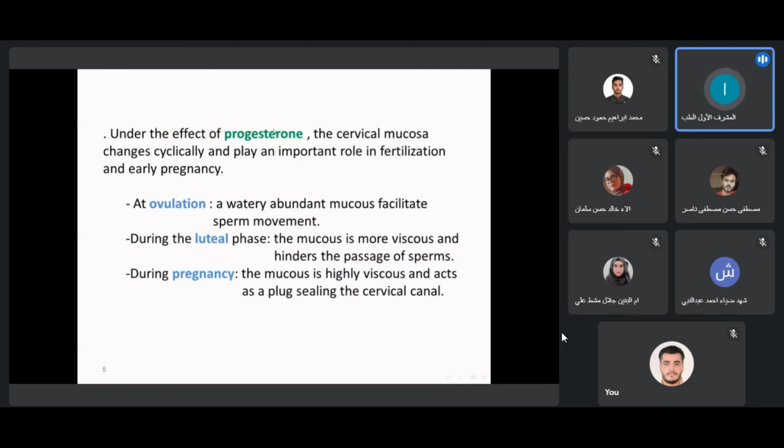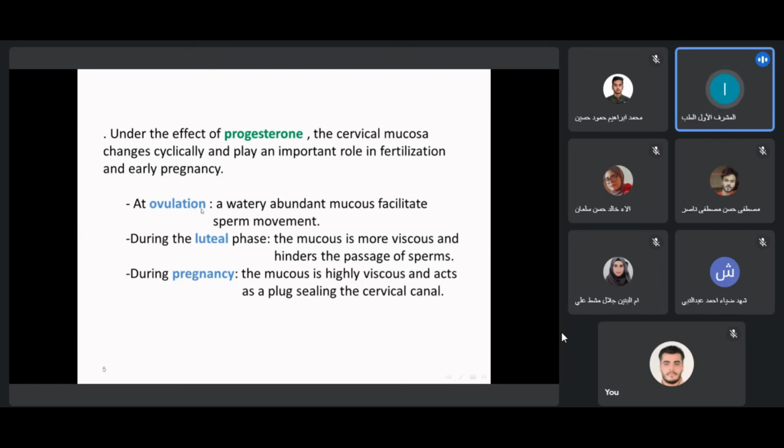Under the effect of progesterone, the cervical mucosa will also change cyclically, but the changes are mainly in mucus secretion. And the changes here are important for fertilization and early pregnancy.